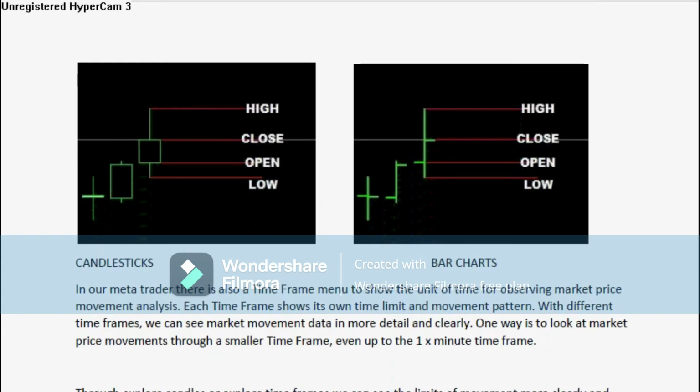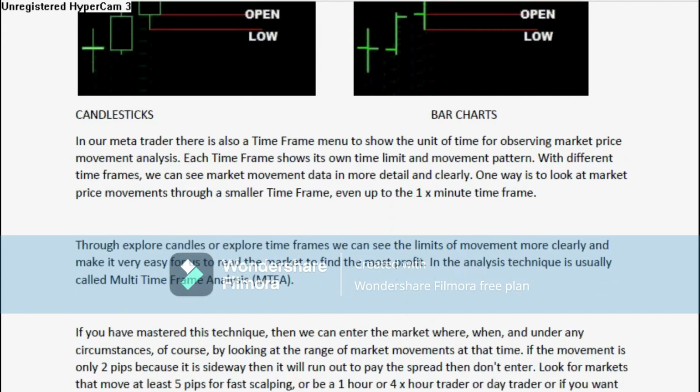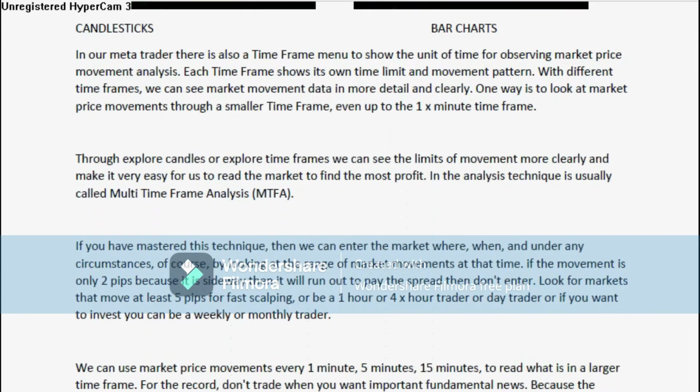In our MetaTrader there is also a time frame menu to show the unit of time for observing market price movement analysis. Each time frame shows its own time limit and movement pattern. With different time frames, we can see market movement data in more detail and clearly. One way is to look at market price movements through a smaller time frame, even up to the 1 minute time frame. Through Explore Candles or Explore Time Frames we can see the limits of movement more clearly and make it very easy for us to read the market to find the most profit.